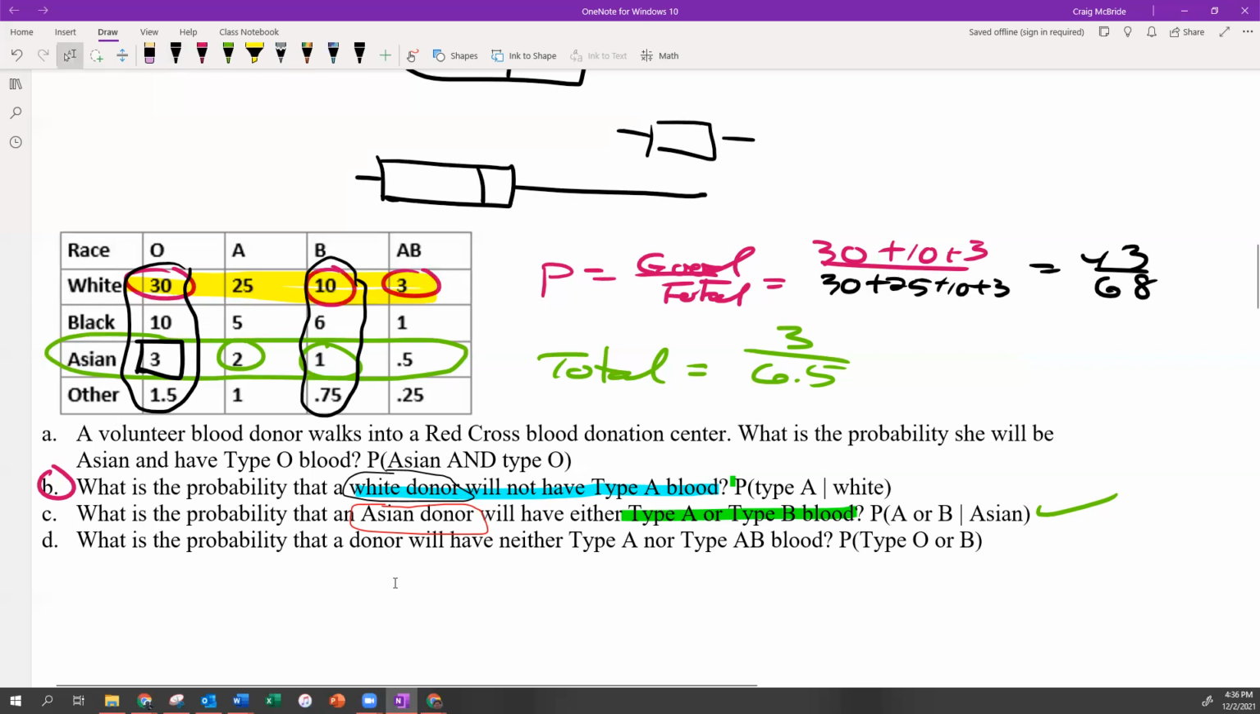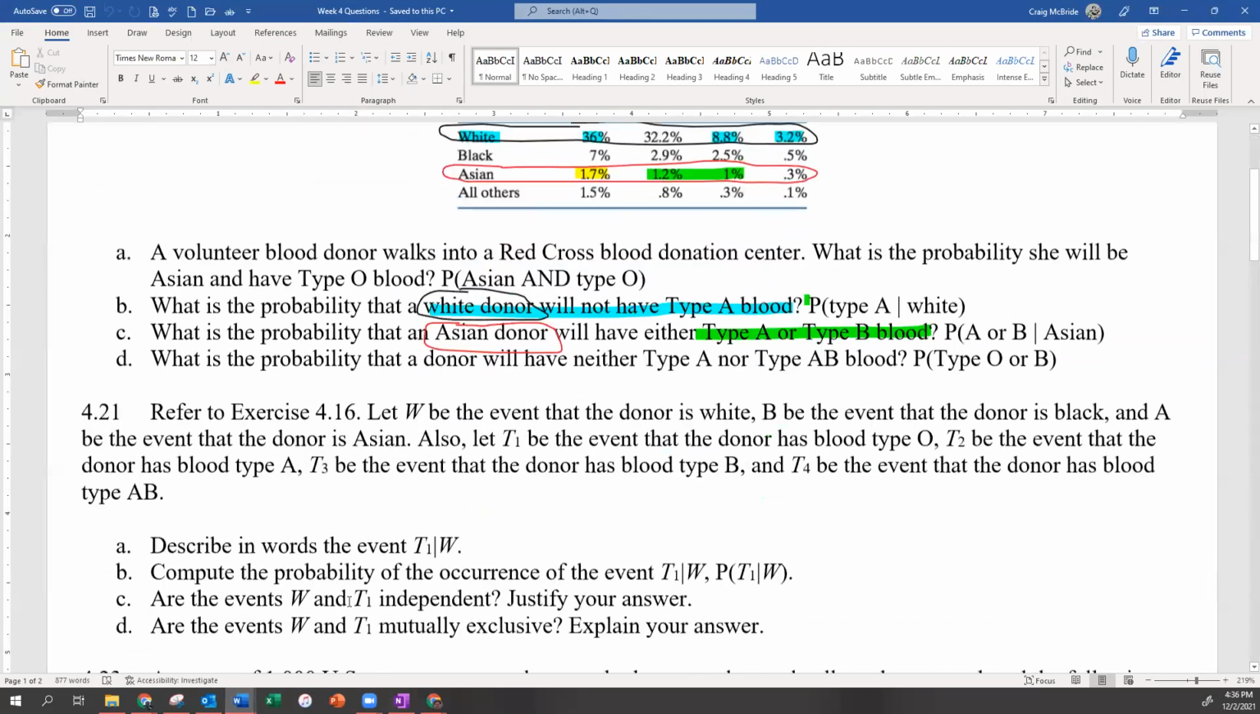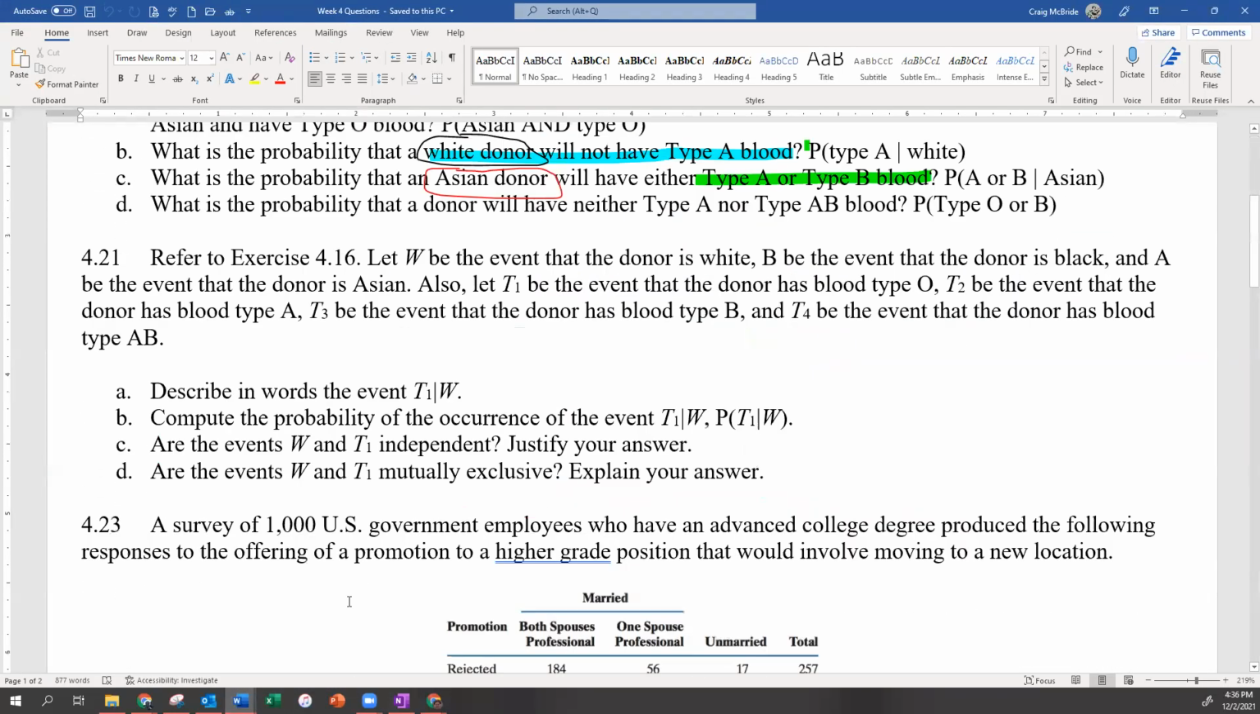Okay, got it. I think being the first question, I just wasn't thinking. Sure. And then I have one more question about 21D, 4.21D. So I know these are not mutually exclusive. And how do I prove that in the probability?